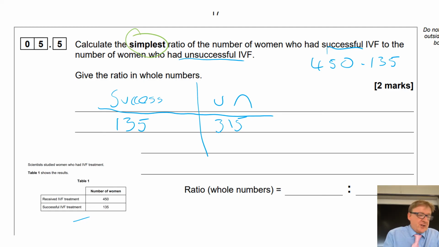Then we need to do ratios. So I'm going to think about it now. What numbers go into both of those? 5 goes into both of them. So 5 goes into 315, 63 times, and 5 goes into 135, 27 times. I can see that 9 goes into that now, so I'm going to do 7 and 3. So the ratio is 3 to 7.